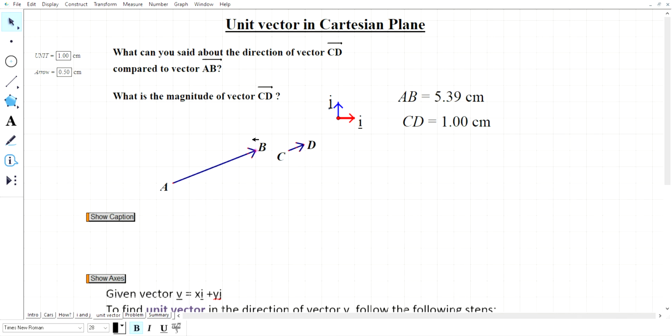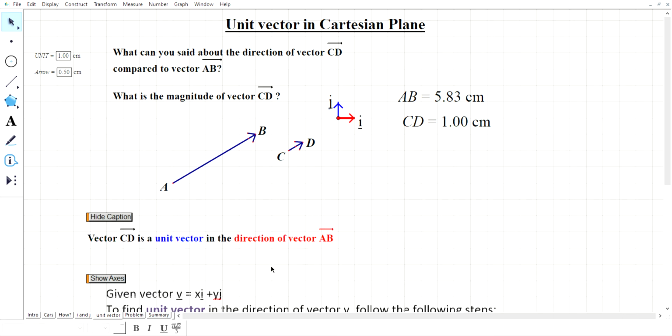What is the magnitude of vector CD? The magnitude of vector CD is always equal to 1 unit. So vector CD is a unit vector in the direction of vector AB. Can you find unit vector CD in terms of vector i and vector j? Let's look at one example.